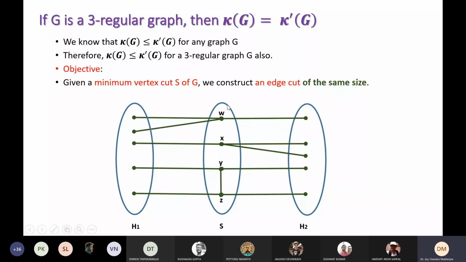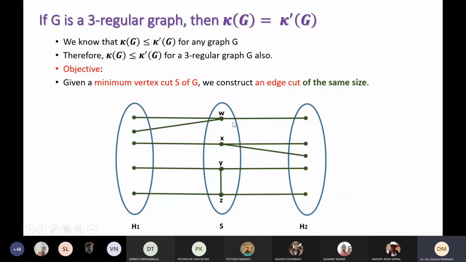Now what is the size of this vertex cut? Its size is 4. Now I have to create an edge cut of size 4. If both edges are in H1, then I will take the other edge. I took this edge for this vertex. For X, I will take this edge which is going to H1 because two other edges are in H2. For this kind of case, for Y and Z, I will take two edges on the same side. Suppose I take it for the H1 side. Then I create an edge cut of size 4.